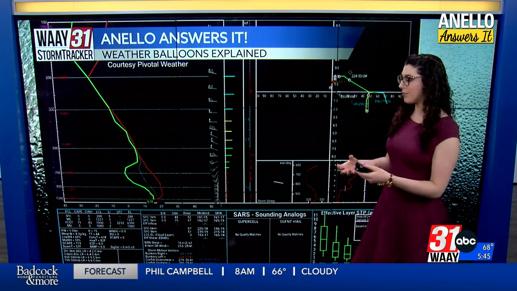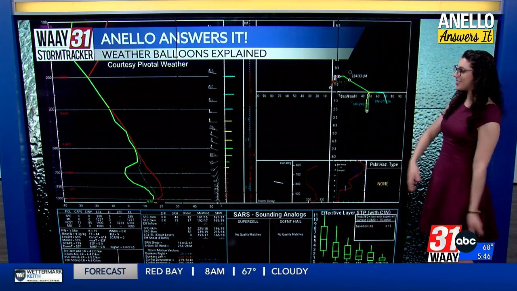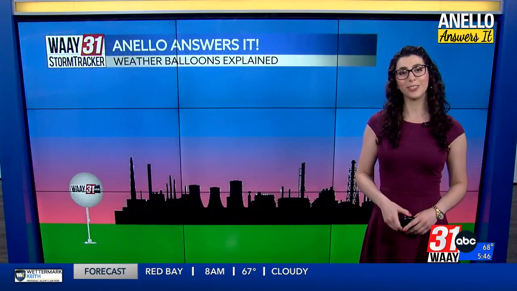All that radio sonde information from the measurements I just told you give us something like this. It's called a skew-T diagram or a sounding. It looks complicated. It is complicated, but it's also very helpful.